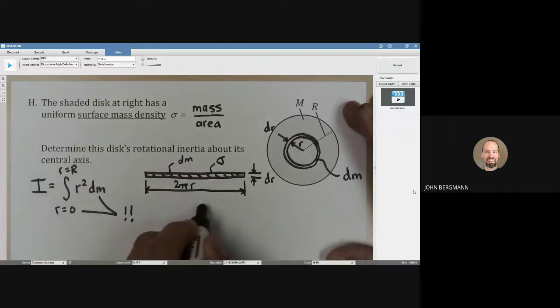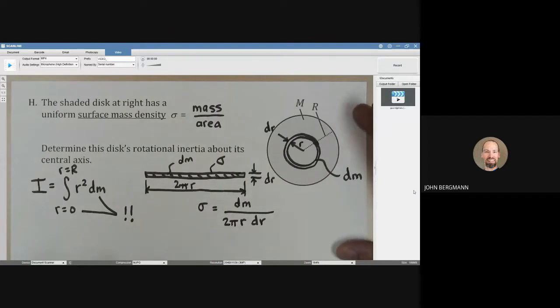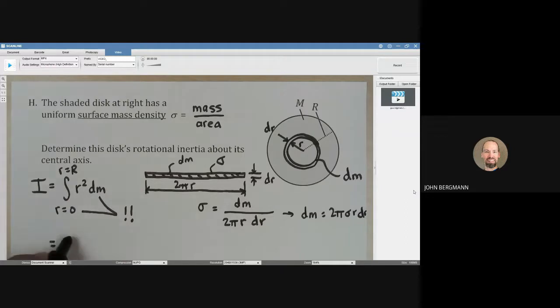So if sigma equals mass per area, which means that dm is 2 pi sigma r dr. Whew, running out of space there. We're going quickly here, but hopefully you can follow this. We're going to substitute that into our expression now. We're going little r goes from 0 to big R, r squared times 2 pi sigma r dr.